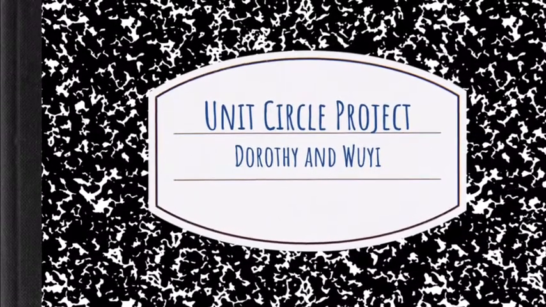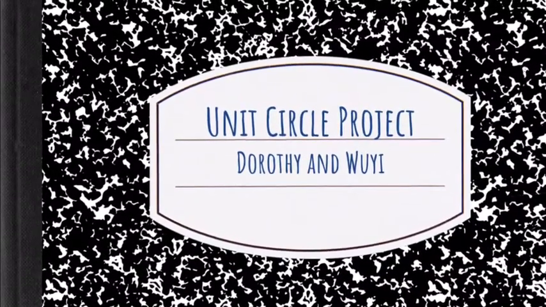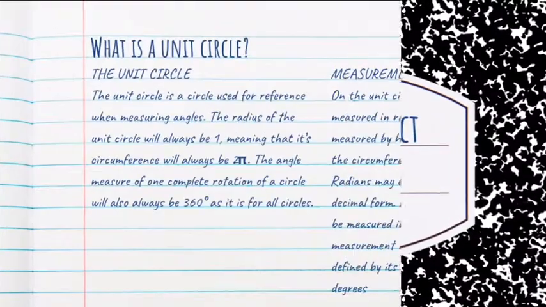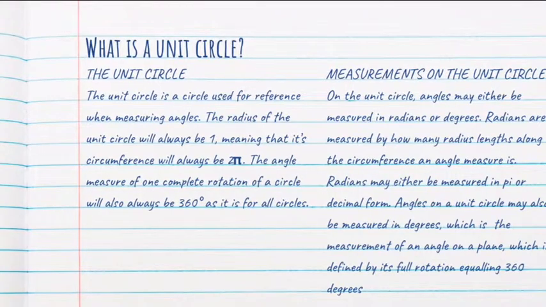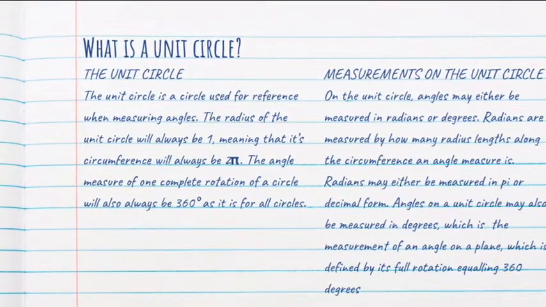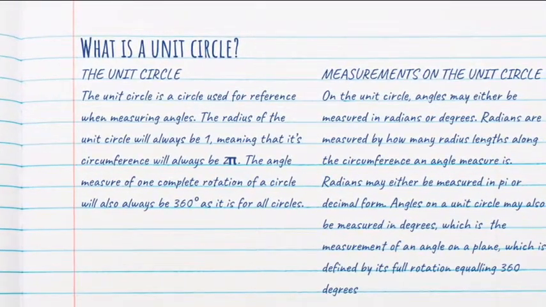This is my and Wuyi's unit circle project. What is a unit circle? A unit circle is a circle used for reference when measuring angles. The radius of a unit circle will always be 1, meaning that its circumference will always be 2 pi.